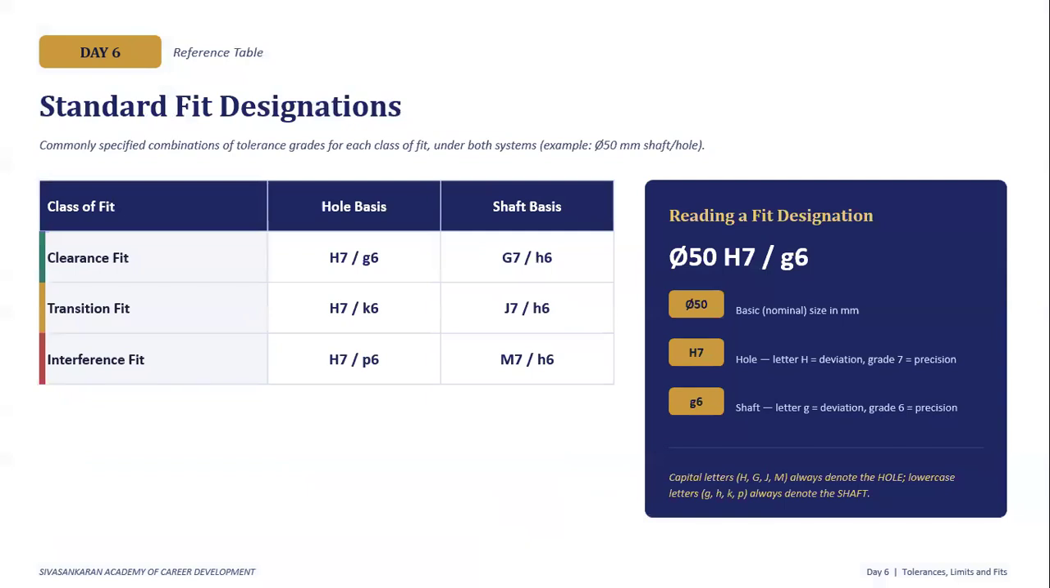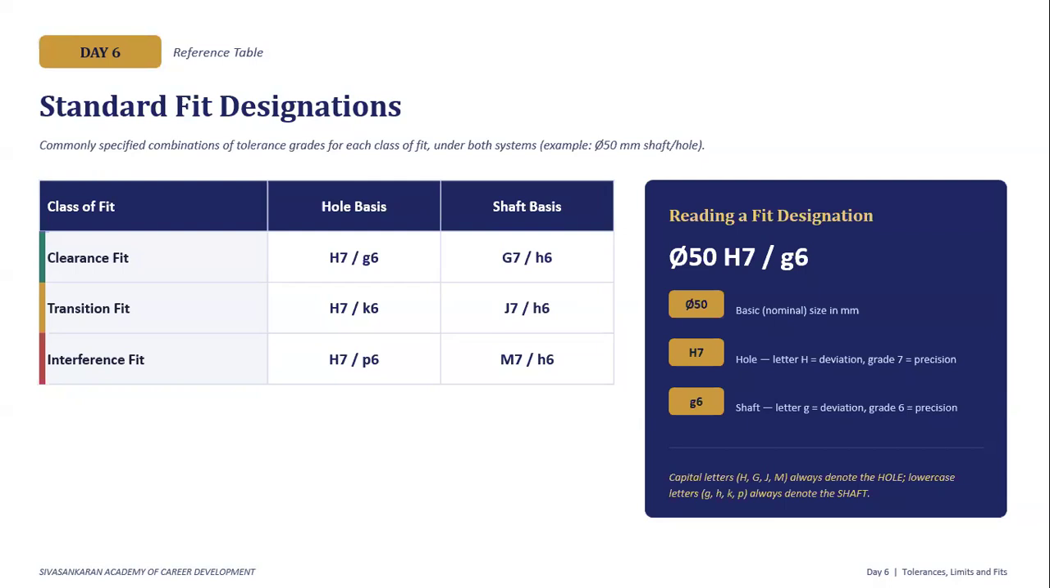Now let us learn how to read a fit designation. Consider the designation: diameter 50 H7/g6. The value 50 represents the basic or nominal size of the diameter in millimeters. The capital letter H represents the hole deviation, while 7 represents its tolerance grade. The lowercase letter g represents the shaft deviation, while 6 represents its tolerance grade. Remember, the capital letter represents the hole and the lowercase letter represents the shaft.